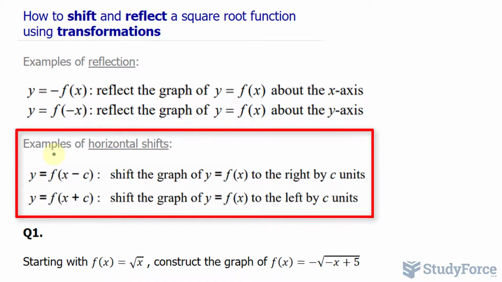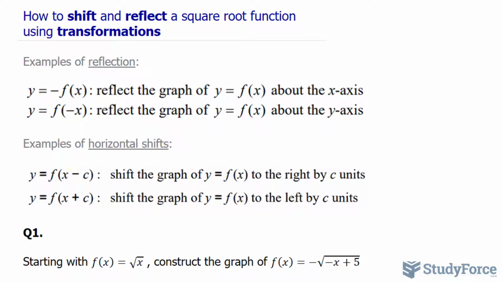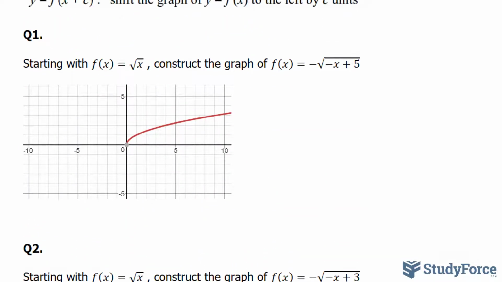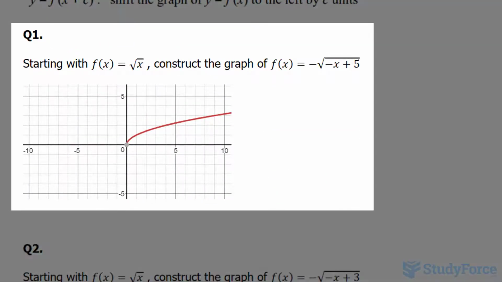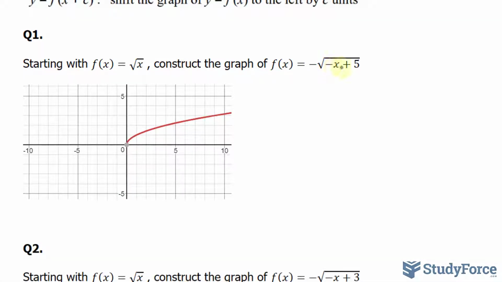When it comes to horizontal shifts, we look at what's being added or subtracted to the input, and that's summarized right here. Now, if that's difficult to understand, let's take a look at an example where we break this down even further. Take, for example, question number 1. Starting with the function f of x is equal to the square root of x, construct the graph f of x is equal to negative square root, and within the square root we have negative x plus 5.